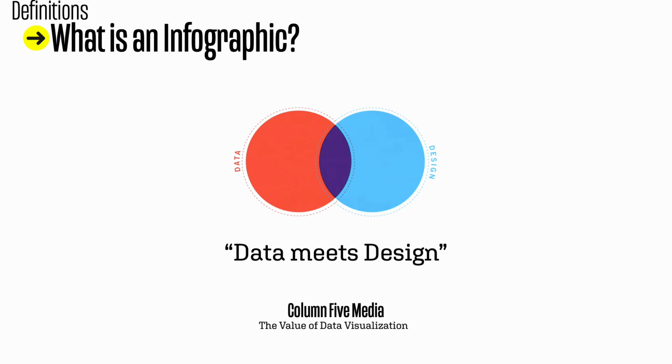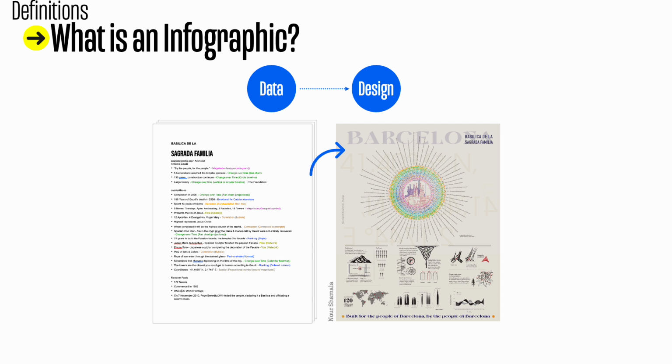To set the stage, I will begin by sharing definitions from experts in the field. Column 5 Media, for instance, highlights the value of data visualization by defining infographics as the intersection where data meets design. This concise definition by Column 5 Media effectively illustrates the beginning and the end of the process, transforming raw data into design. However, it leaves crucial steps unexplored, which are vital to understand how an idea evolves into meaningful visual narratives.